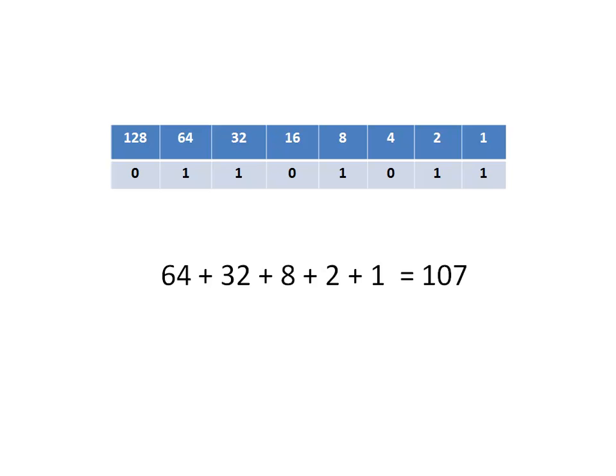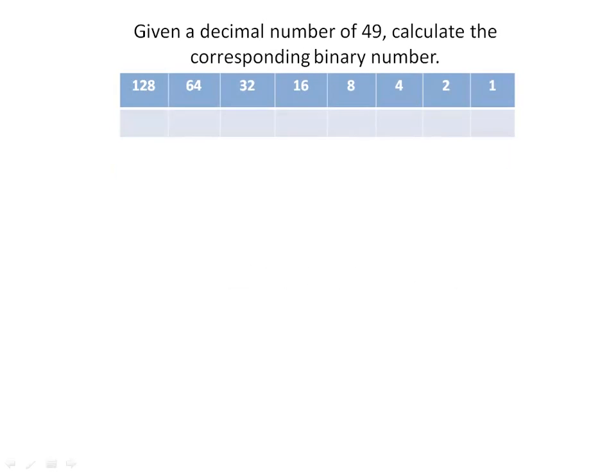All right, let's get a bit more challenging now. Let me give you a decimal number and ask you to calculate the corresponding binary number. Here's a decimal number of 49. Again, pause the video and see if you can convert 49 into its binary equivalent. We'll see you back in just a few. Welcome back. Let's see if you calculated the correct binary equivalent of 49.